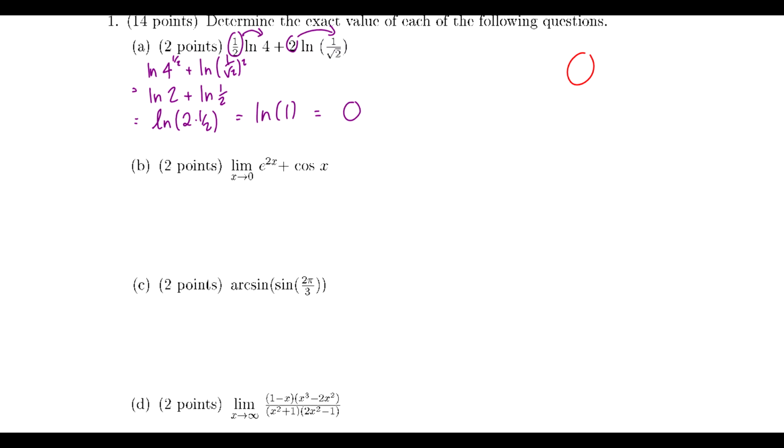Let's take the limit as x goes to 0 of e to the 2x plus cosine of x. This one is fairly straightforward. We just plug 0 into our x's here. So we have e to the 2 times 0 plus cosine of 0, which is going to be e to the 0 plus 1, and e to the 0 is 1, so we have 1 plus 1, and this is going to be 2.